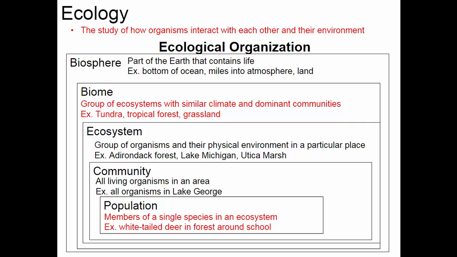In ecology, if you're speaking about a population, you're referring to a single specific species, one species in a given ecosystem. If you think about the small forests that are around our school, we can talk about the population of white-tailed deer in that ecosystem. We can study that population.